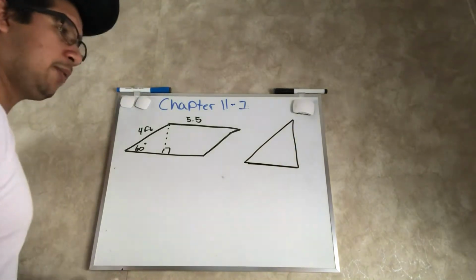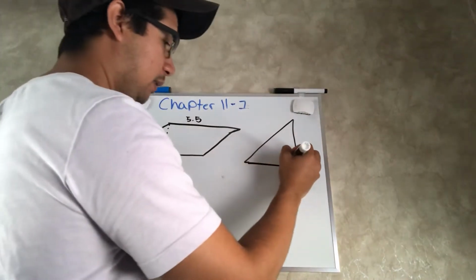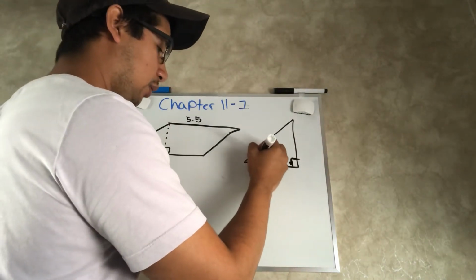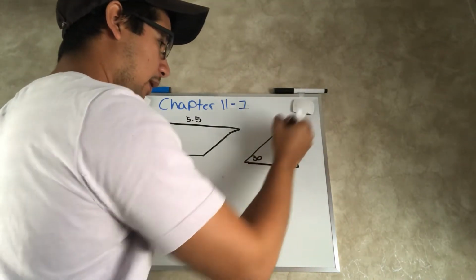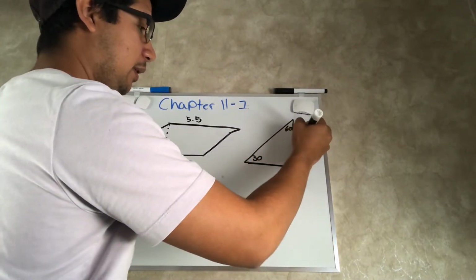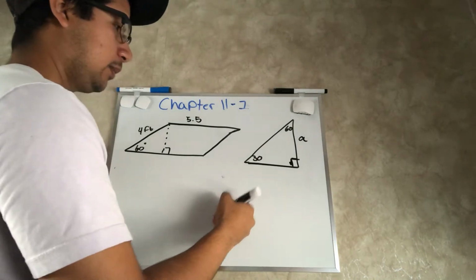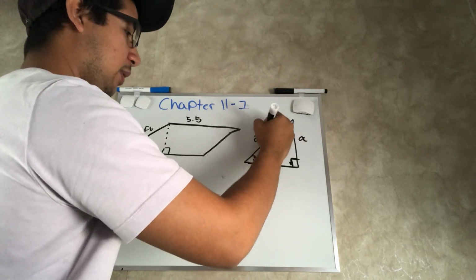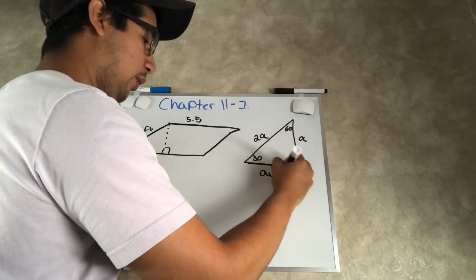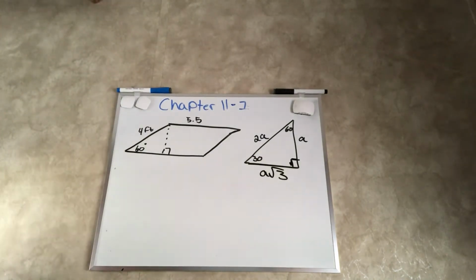Okay. So if you have a triangle like this, and this here is 90 degrees, right? That's 90. This is 30. And that's 60 degrees. Right. This value here is going to be A. This here is going to be 2 times A. And then here is going to be A times the square root of 3. And why does that help us?